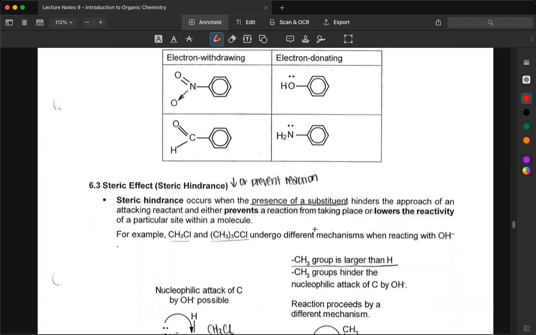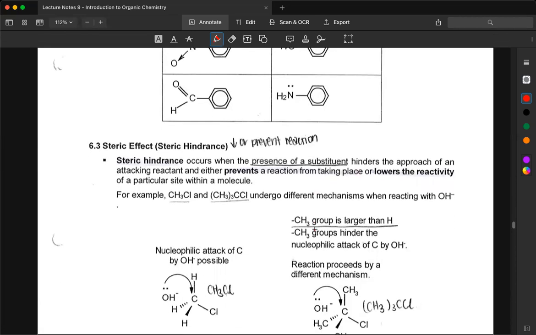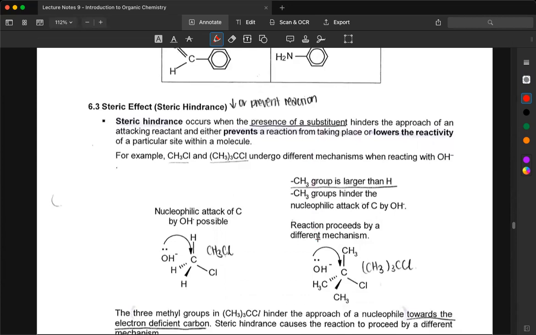Steric effect or steric hindrance actually prevents reaction. Steric hindrance occurs when the presence of the substituent hinders the approach of the attacking reactant and prevents reaction from taking place, or lowers the reactivity of that particular site within the molecule. So for example, these two compounds look quite similar, but they are not the same. They undergo very different mechanisms when reacting with OH minus. All right, this is known as nucleophilic substitution.